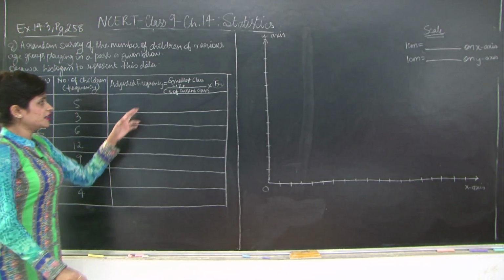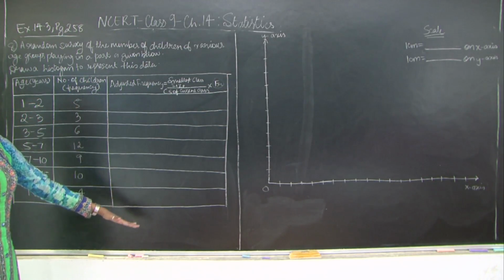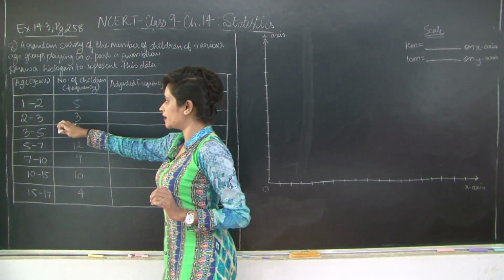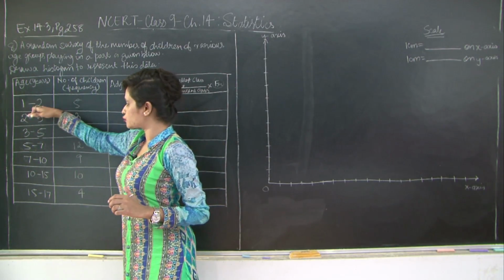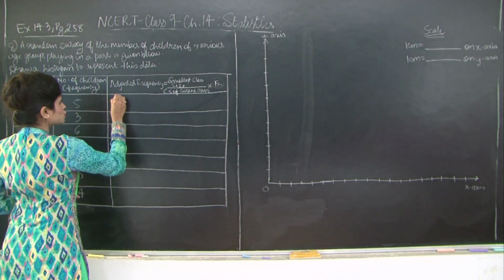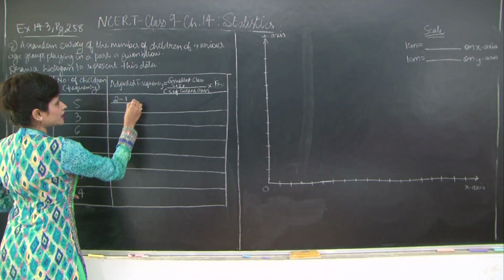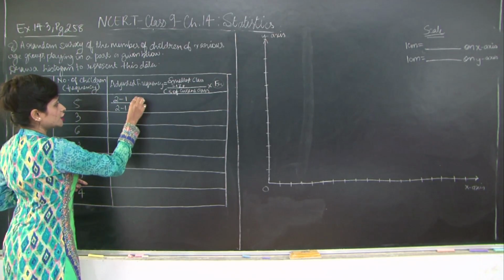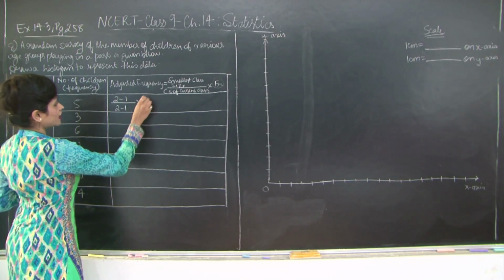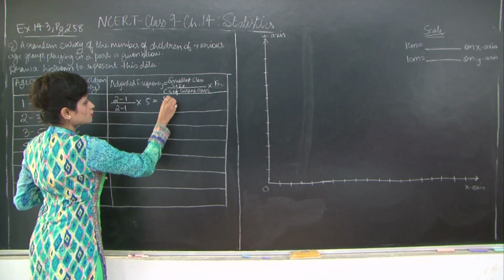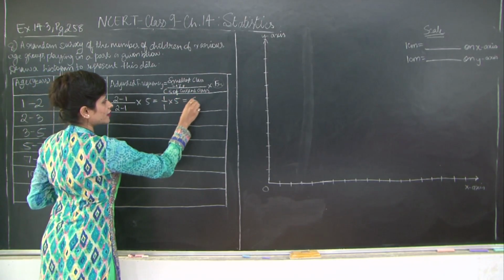So what would that be for these class intervals now? If you notice, the smallest class size is 1, 2 minus 1, 1, 3 minus 2, 1. So that is the smallest class size. So we are going to take that 2 minus 1 upon the class size of the current class, which is again 2 minus 1, into frequency, which is 5. So this is going to be equal to 1 upon 1 into 5, which is equal to 5.